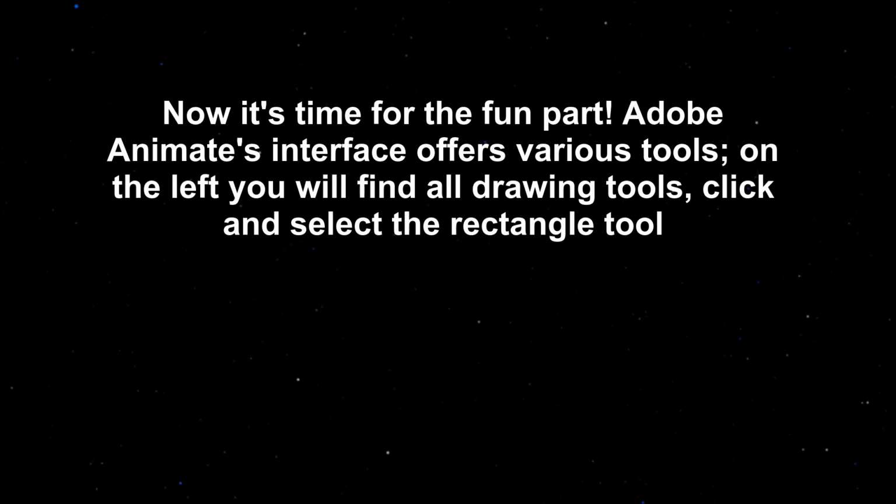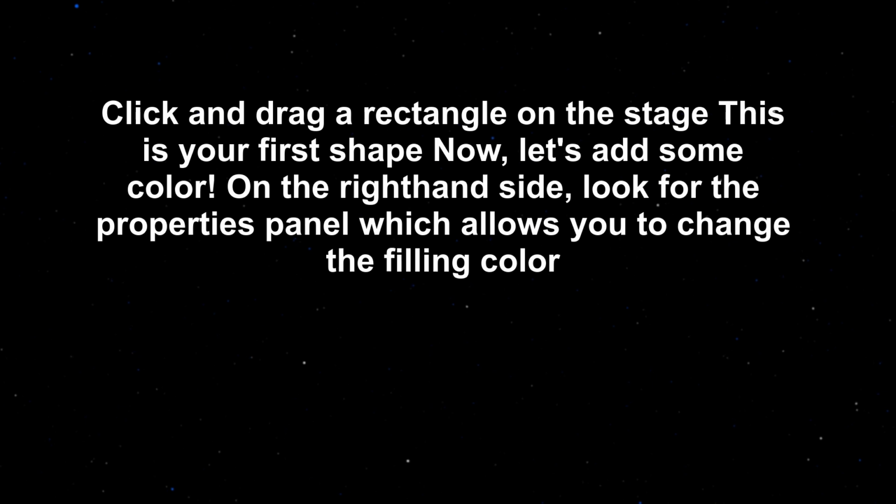Now it's time for the fun part. Adobe Animate's interface offers various tools. On the left you will find all drawing tools. Click and select the rectangle tool. Click and drag a rectangle on the stage. This is your first shape.